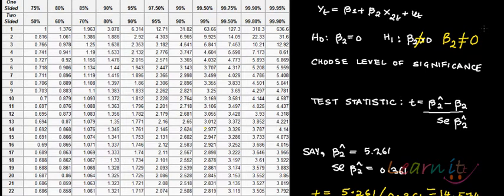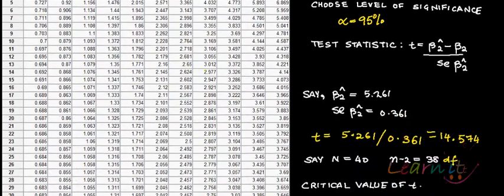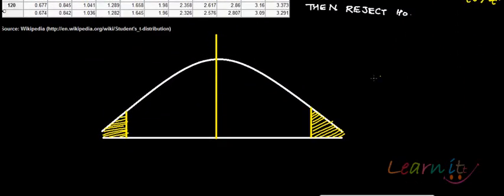And we'll choose the level of significance at 95%. In this case, you want to find out whether the calculated t is going to lie at the two ends of the tail, either 2.5% here or 2.5% here. Since we are covering 95%, this area is 95%.